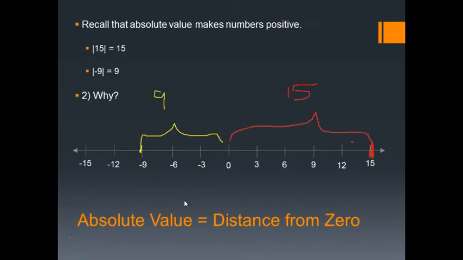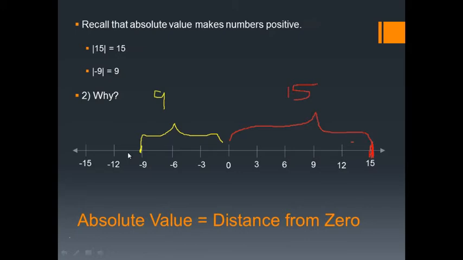Now, a little later in the year, we'll expand this a little bit to show what happens if you pick a point on a coordinate grid with an x and a y, and the distance from 0 for that point is just going to be an extension of this absolute value idea.